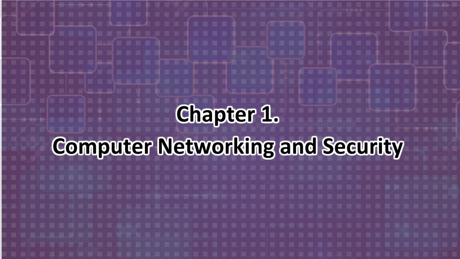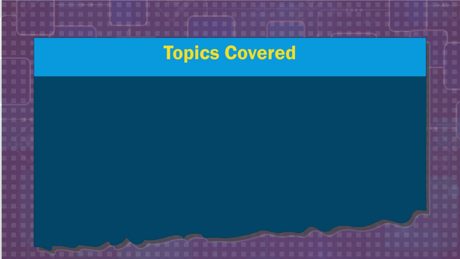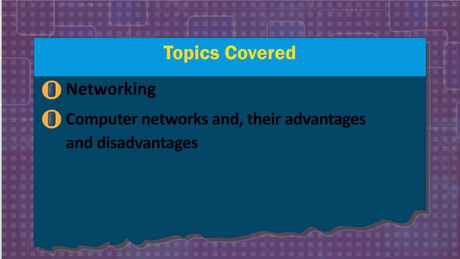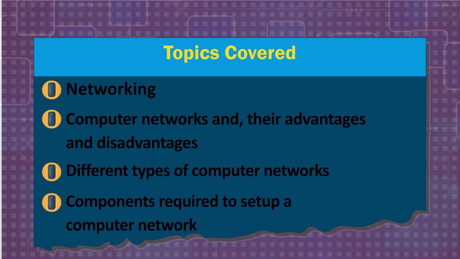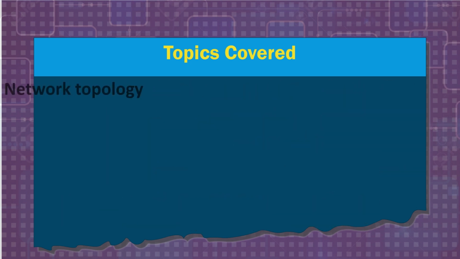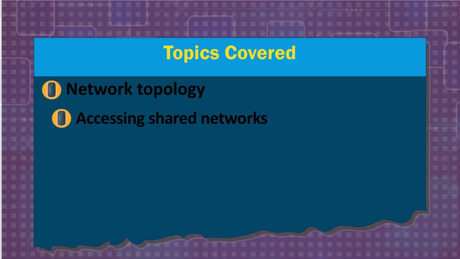Chapter 1. Computer Networking and Security. Topics covered. Networking. Computer networks and their advantages and disadvantages. Different types of computer networks. Components required to set up a computer network. Network topology. Accessing shared networks.